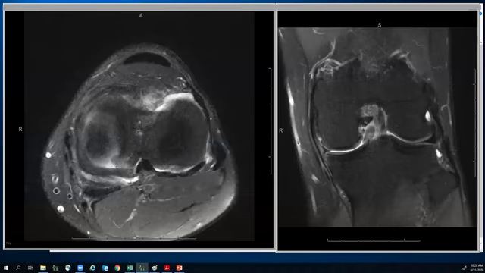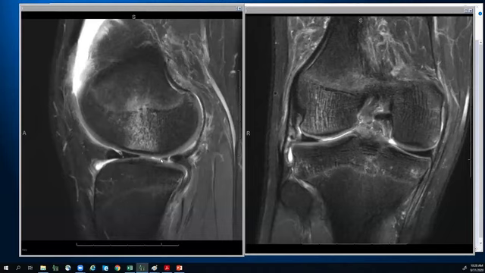All right, so yes, that was the bucket handle tear. I'm going to move on to one additional case example of this type of pathology, but this time involving the lateral meniscus. And this one I think is a little bit more confusing, and I haven't shown you this one on a diagram in Paint yet. So here we are, we're looking at a case.